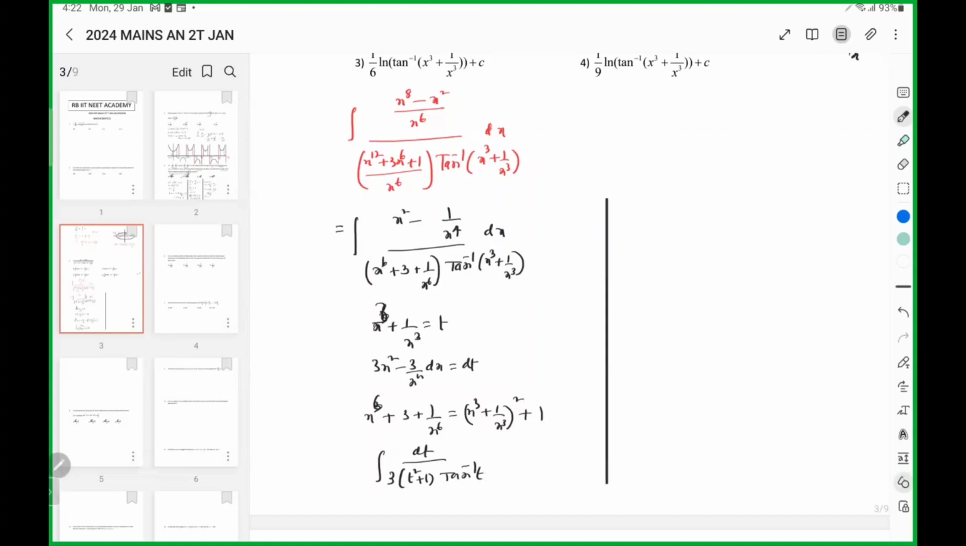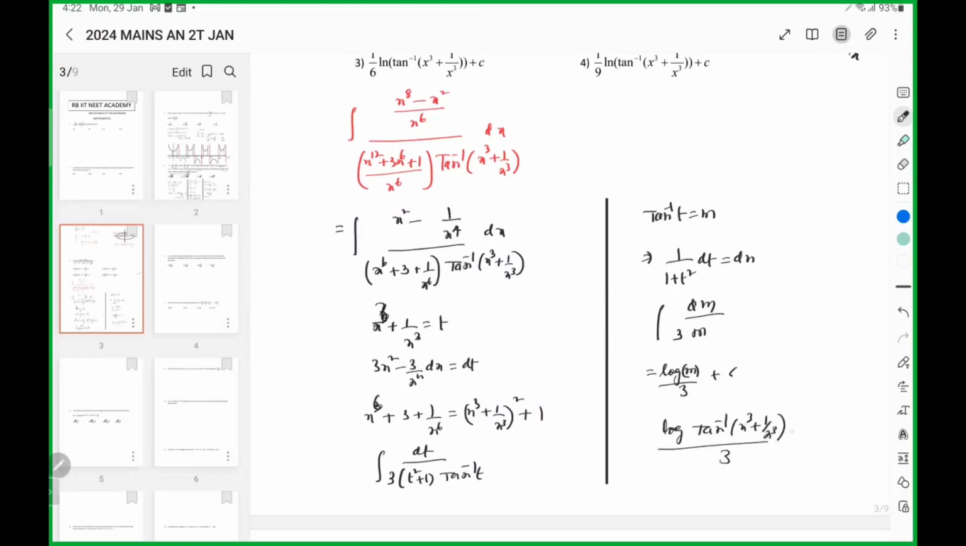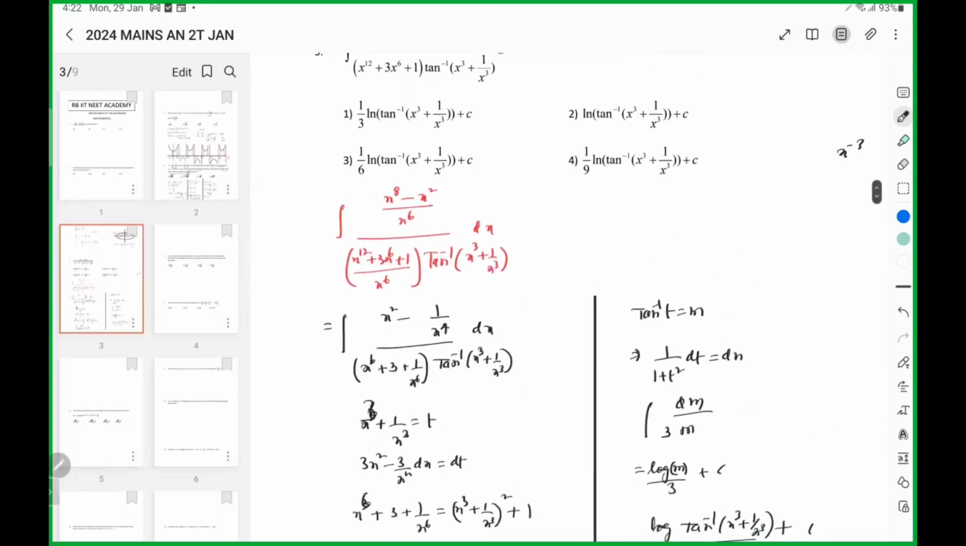Now take tan inverse t as m, so 1 by 1 plus t square dt is dm. So dm by 3m, which is log m by 3 plus c. The value of m is tan inverse t, so the answer is log of tan inverse t by 3 plus c.